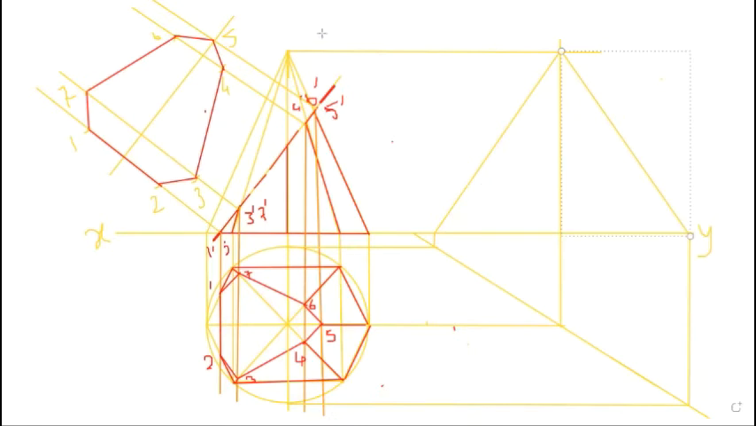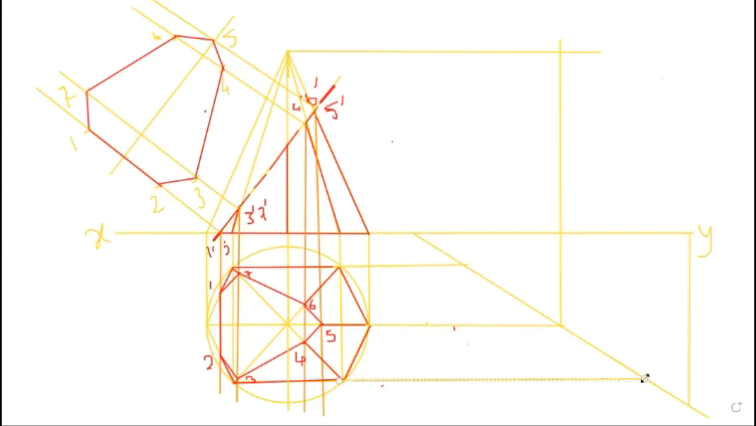One minute, this is wrong. You have to draw from this line, not the circle line. And now join this.